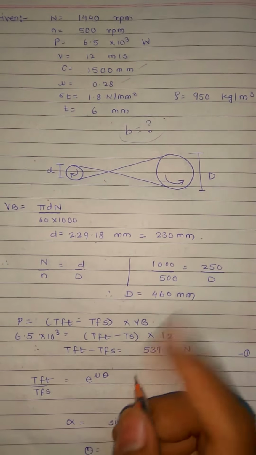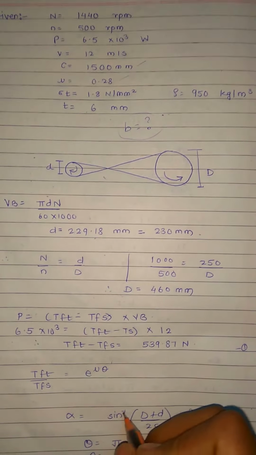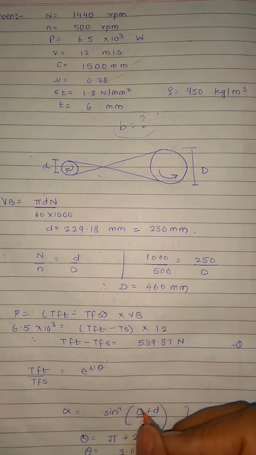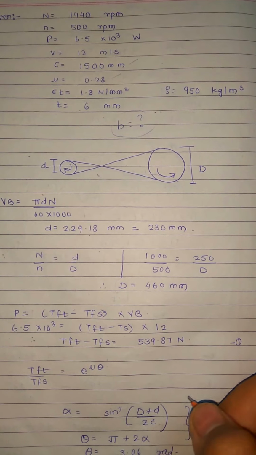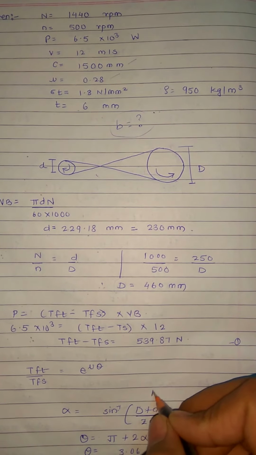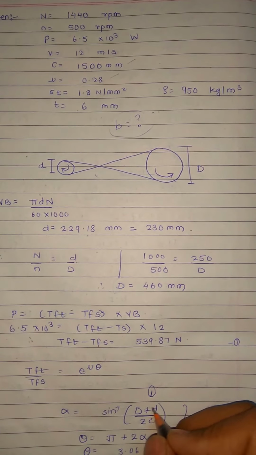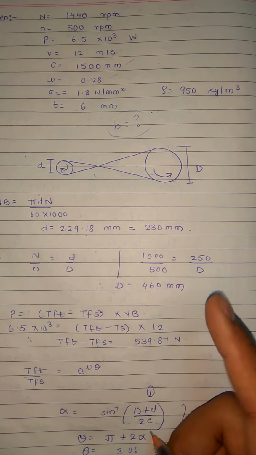Now for theta we need alpha, and the formula for alpha is sine inverse of (D plus d) upon 2C. In the last numerical, it was sine inverse of (D minus d) by 2C. Because it was an open belt drive, this is a cross belt drive. So this is the first notification or first change in the formula for cross belt drive.